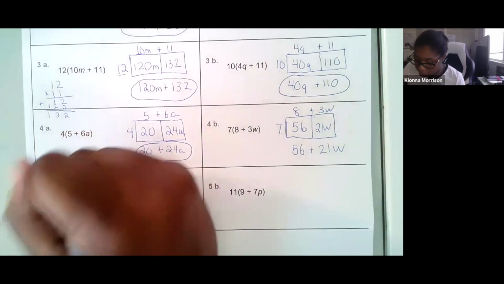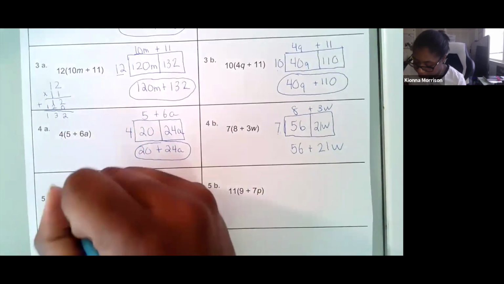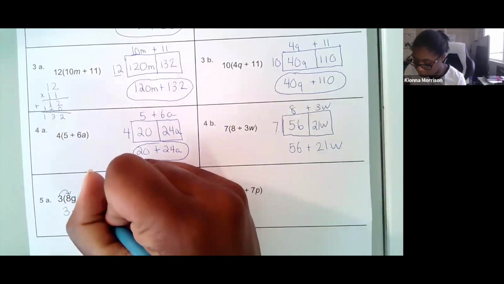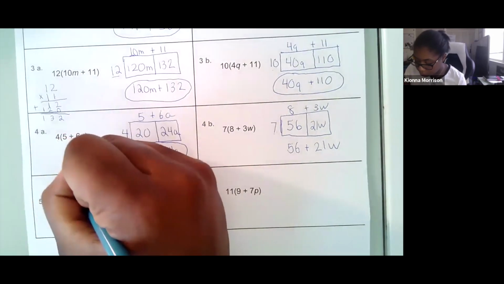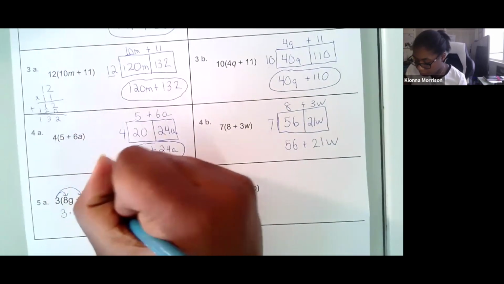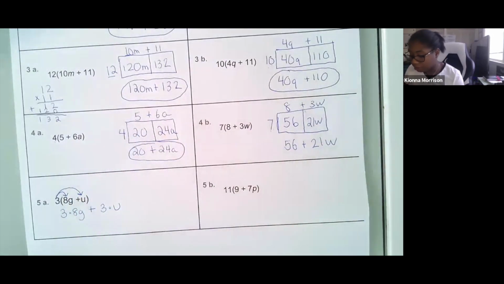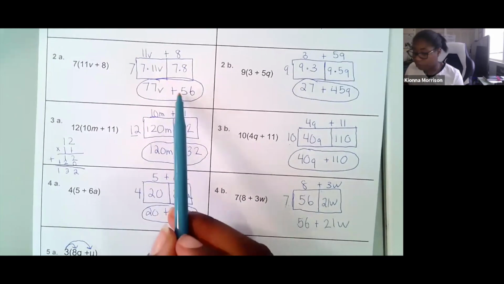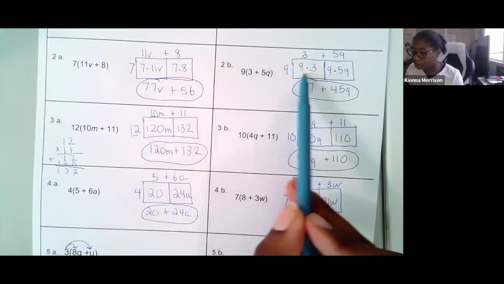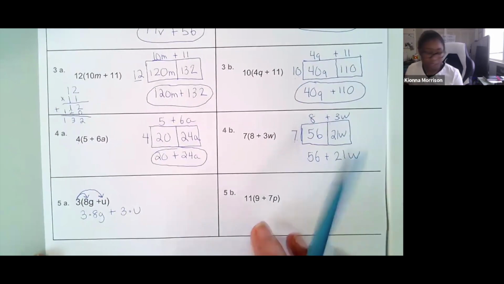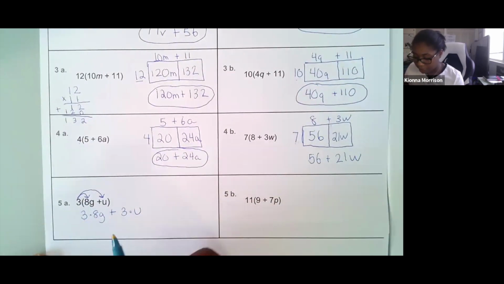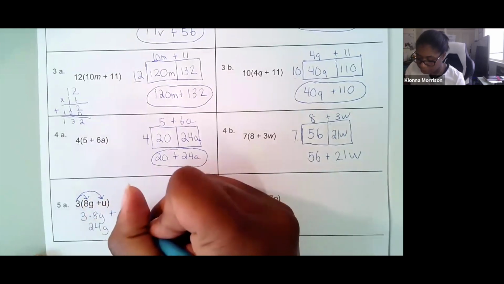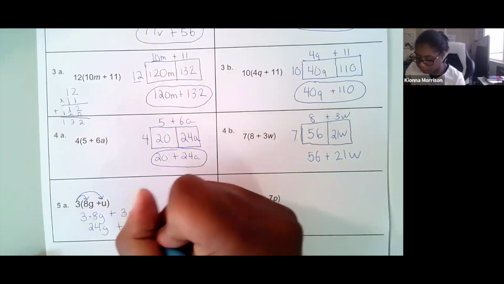So I'm going to have 3 times 8g plus 3 times u. So very similar to what might be going on in our area model. That might also remind you of the ones that we had up here. Okay, so now I'll do my 3 times 8g, 24g, plus 3 times u, 3u.